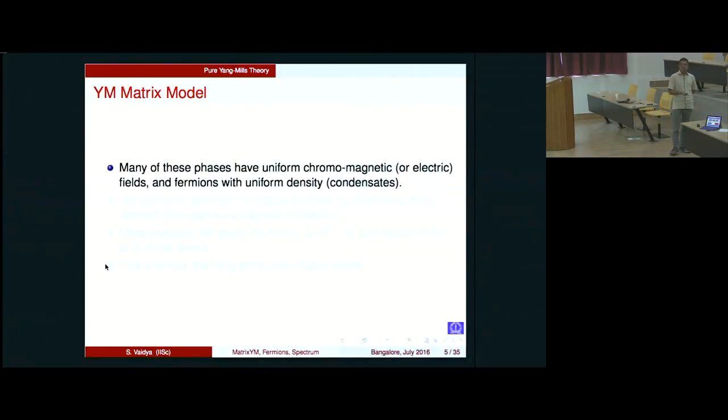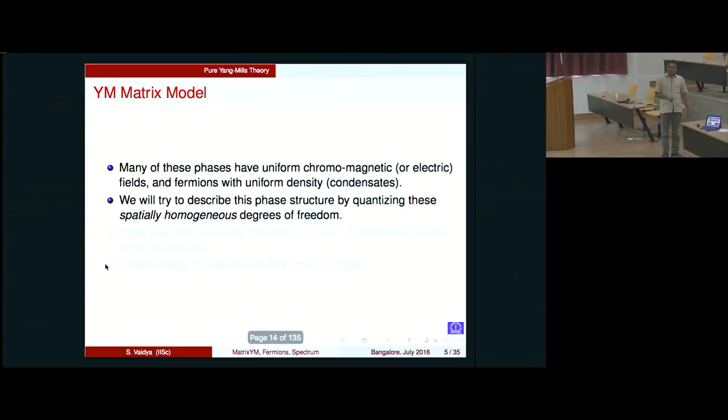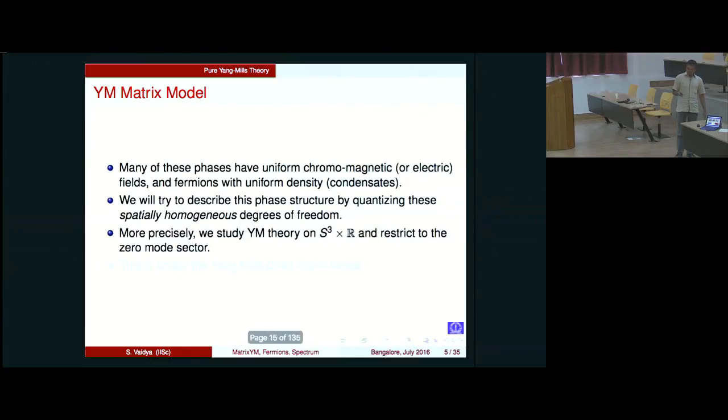Many of these phases are characterized by almost constant or constant chromoelectric or chromomagnetic fields, and fermions also with almost constant density. What we are going to try to do is describe this phase structure by quantizing these spatially homogeneous degrees of freedom. More precisely, we will look at Yang-Mills theory on S3 cross R and restrict ourselves to the zero mode sector.